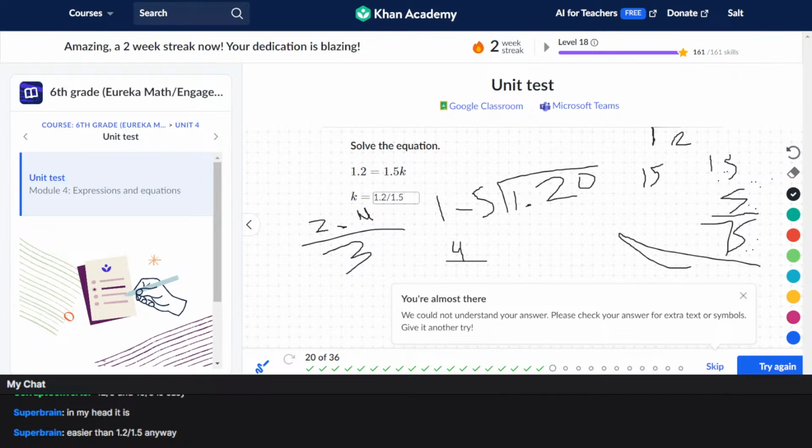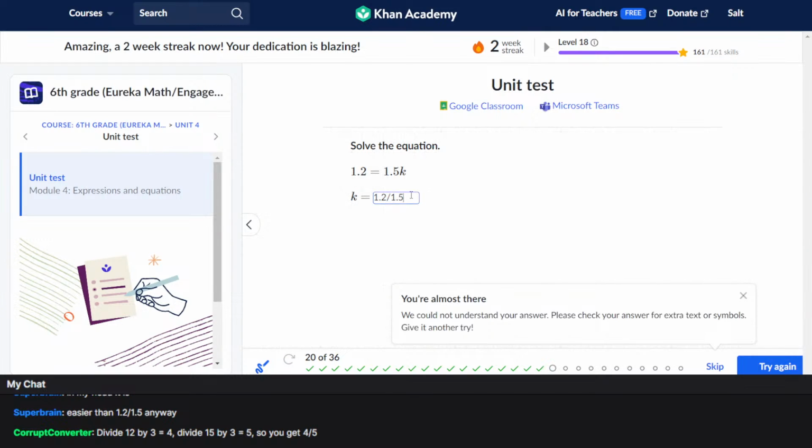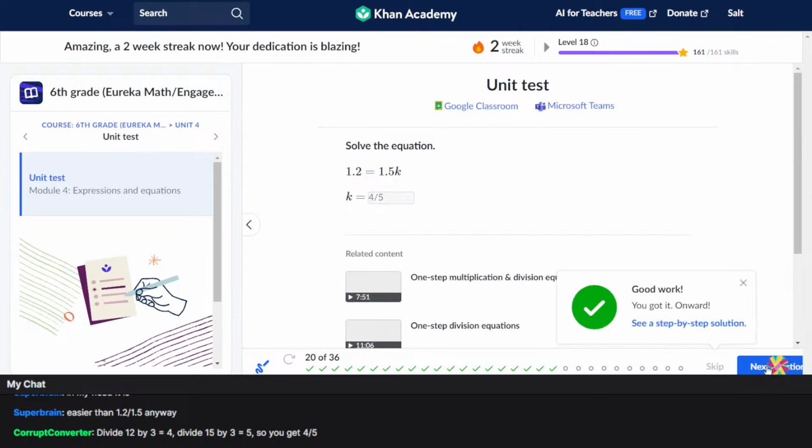Okay. But yeah, that's cool. The one, what did he say? 4 over 5. I like this. This is a really cool trick. Corrupt Converter says divide 12 by 3 equals 4. Divide 15 by 3 equals 5. Yeah. So you get 4/5. Yeah, that's really cool. This one's cool. I didn't think of doing this. Wow, that's cool.